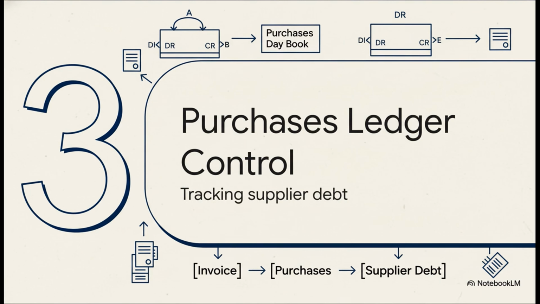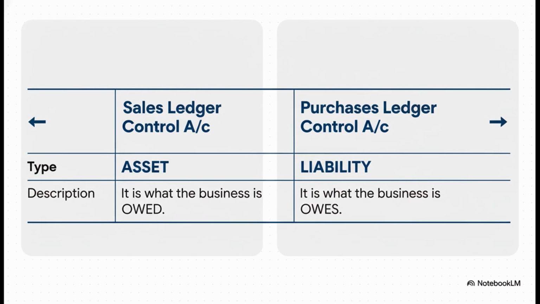Okay, so we've got the hang of the sales ledger. Now let's flip the coin and look at its opposite, the purchases ledger control account. This time, it's all about tracking the money we owe to other people, our suppliers. And the difference is crystal clear. Sales ledger is an asset. It's what people owe us. Purchases ledger is a liability. It's what we owe them. One is good for our bank account, the other, not so much.